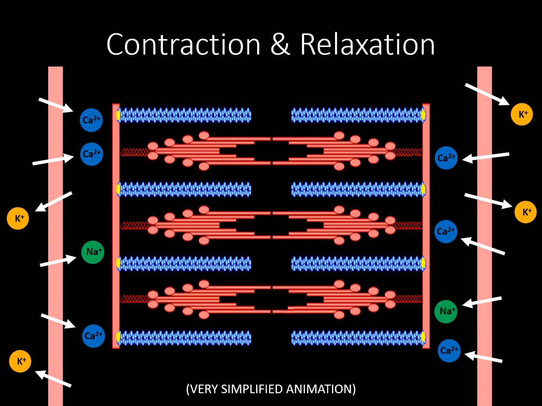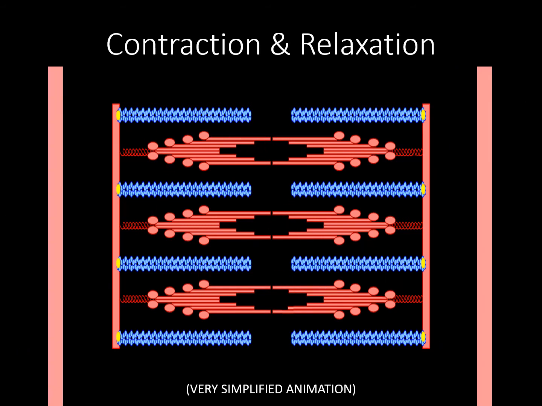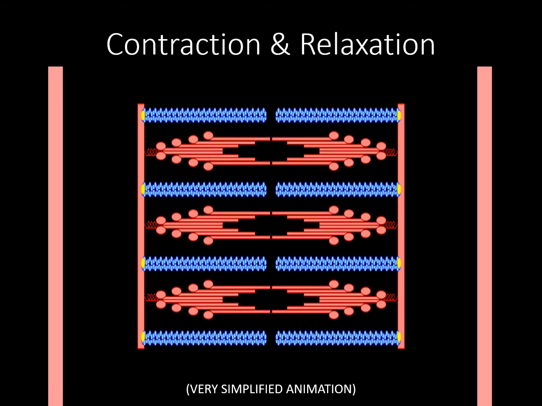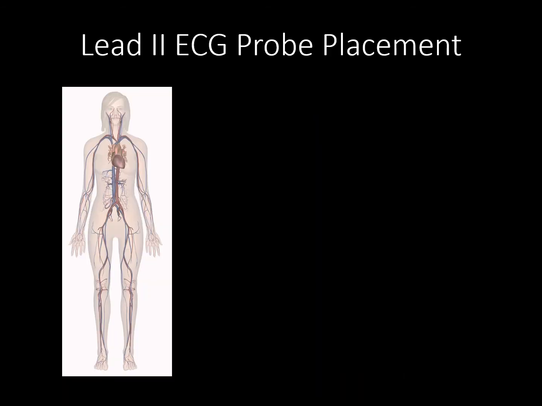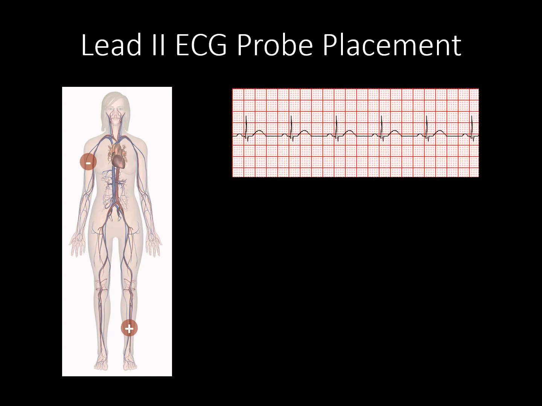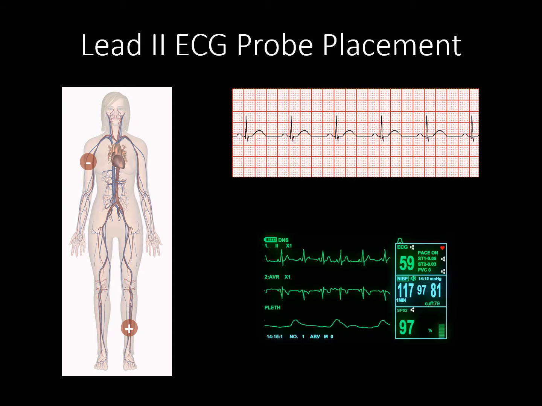Ions moving back and forth across the cell membranes changes electrical activity and powers the cardiac muscle to contract and pump blood through the heart and out to the entire body. So how does this all translate to an ECG trace? 2 probes are put on the patient before we start seeing anything on the screen. A negative probe on the right arm and a positive probe on the left leg. This creates a lead 2 ECG trace. These probes pick up changes in electrical activity and display the results on a screen.